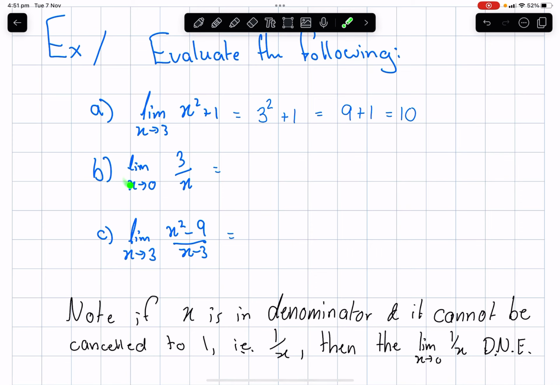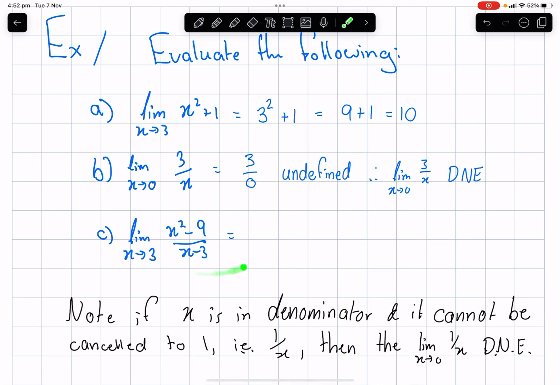Let's have a look at b. The limit as x tends to 0 of 3 over x. Now, if I apply the limit, I've got 3 divided by 0, which is undefined. Therefore, the limit as x tends to 0 of 3 over x does not exist. Because we can't play around with anything, we can only substitute in 0. It doesn't work because it will become undefined, does not exist.